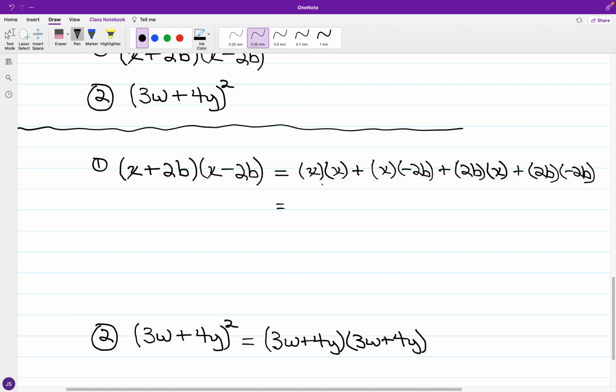So looking at what we have among the products. We have x times x, so this is going to yield x squared. And then for the next product, we have x times negative 2b. And if I arrange the letters in alphabetical order, we're going to have a negative 2bx, followed by a positive 2bx. And for the last product, this is going to be a negative 4b squared.